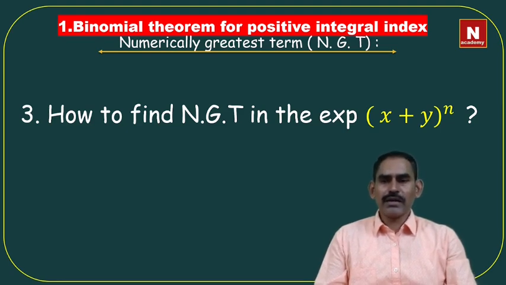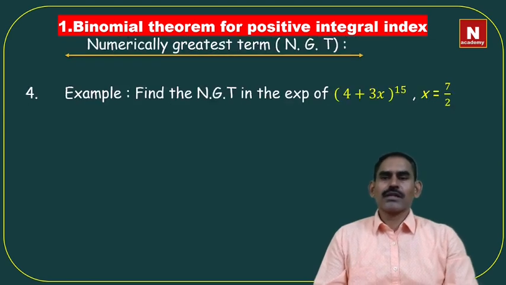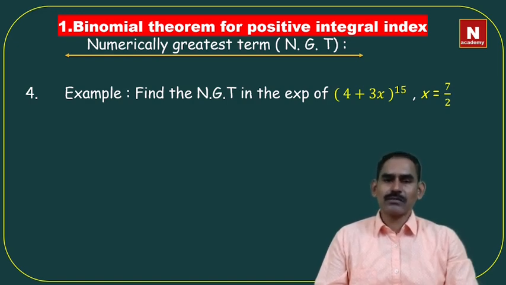We are going to learn how to find numerically greatest term in the expansion of (x + y)^n. In the fourth part, I will give one example of how to find numerically greatest term in the expansion of (4 + 3x)^15 when x is equal to 7 by 2. So let us start our lecture number 3.